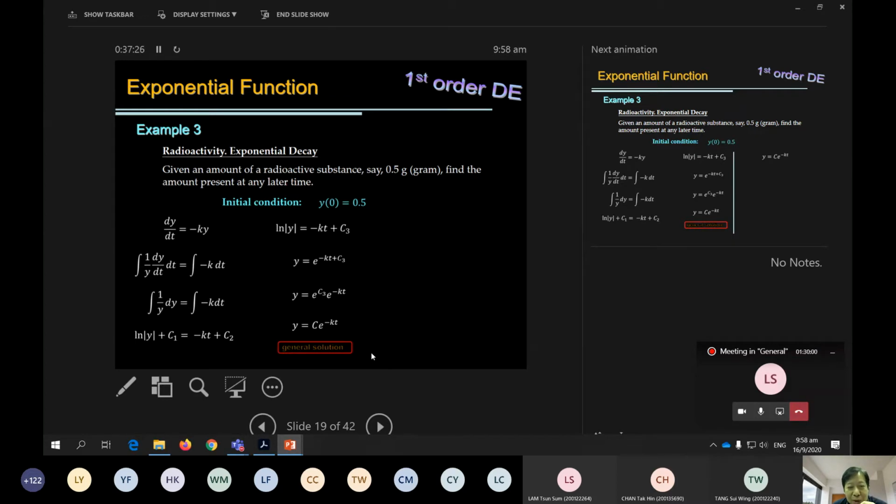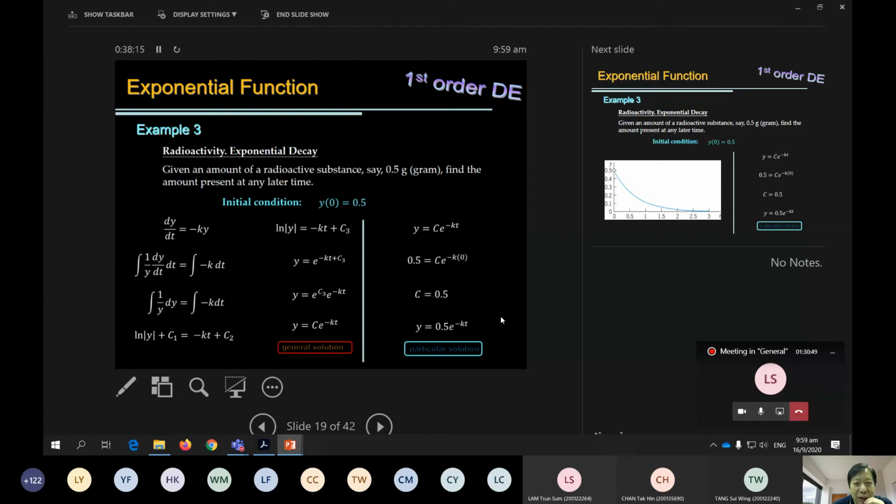Back to our same question. Once you find the general solution, you can then find your particular solution. Okay, so the general solution versus the particular solution, where you aim at finding the value of C. In finding C, you put the value of zero for t, and then you have y equal to 0.5. Okay, so your constant becomes 0.5. After you insert the constant 0.5, the C becomes 0.5 times the function e to the power of minus kt. So it becomes the particular solution.